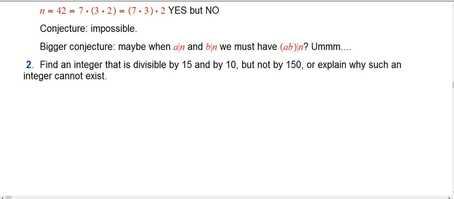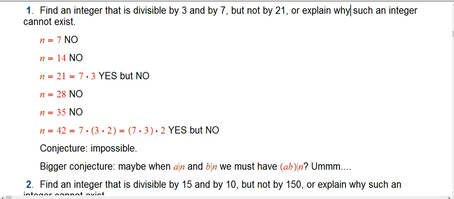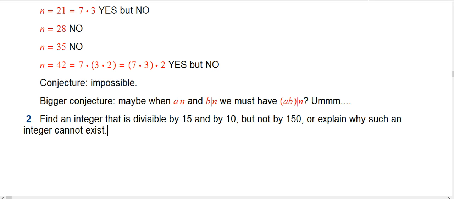So let's do another example. And I'm purposely going to note that there was something pretty special about these two numbers. They're both prime. That's really, really special. And that might have something to do with what we're seeing here. So let's try the same strategy. Let's go by multiples of the bigger of the two numbers, just because it's going to be quicker. Here's the new problem. We want something that's divisible by 15 and by 10, but not by their product, 150, or explain why such an integer cannot exist. The big conjecture from the previous problem is maybe it's impossible, but we'll see it's going to be different.